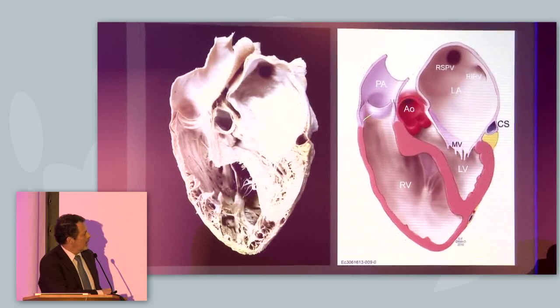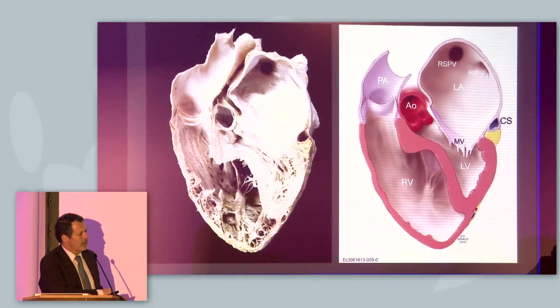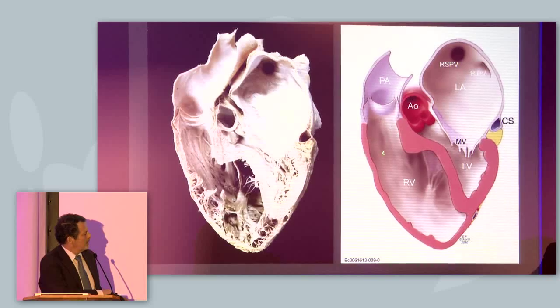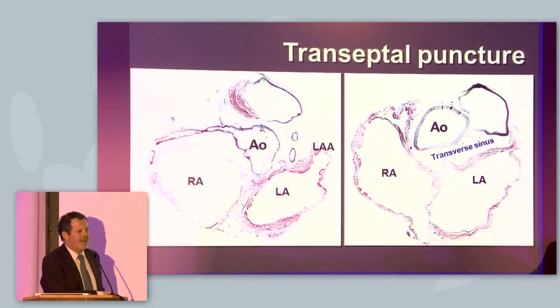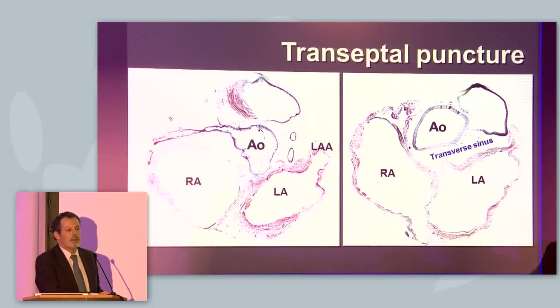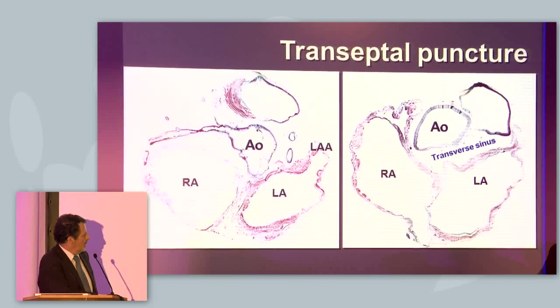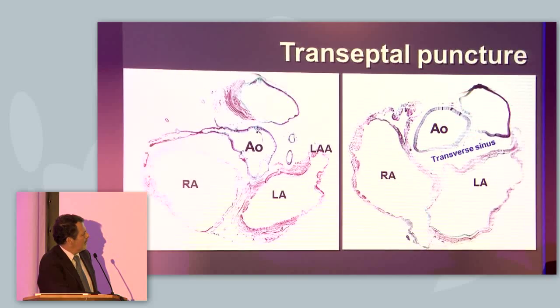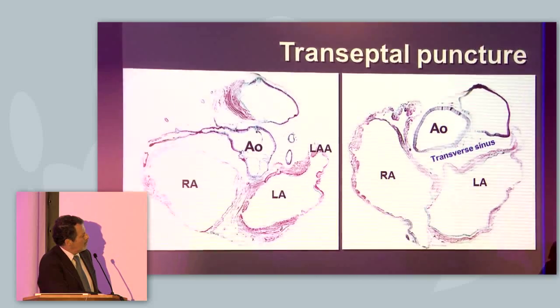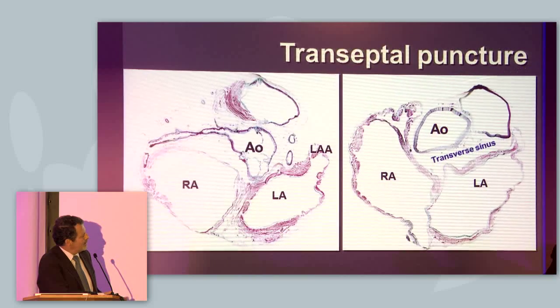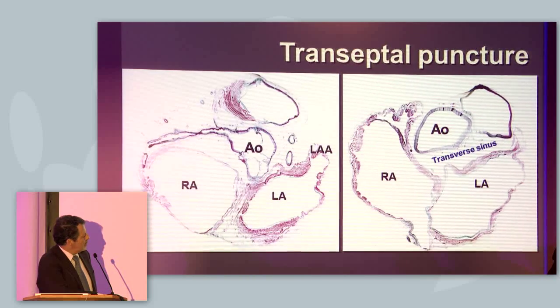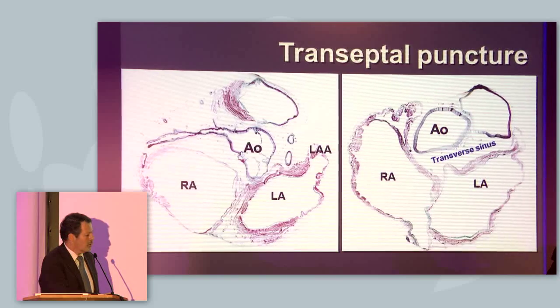Here, this is anterior, and this is posterior. This is the left atrium. This is the right ventricle. And note the anatomic relation with the aorta. In this section from Damián Sánchez Quintana, you can see histologically the anatomic relation: this is the left atrium, this is the right atrium, this is the aorta, this is anterior, and this is posterior. This is the left atrial appendage.